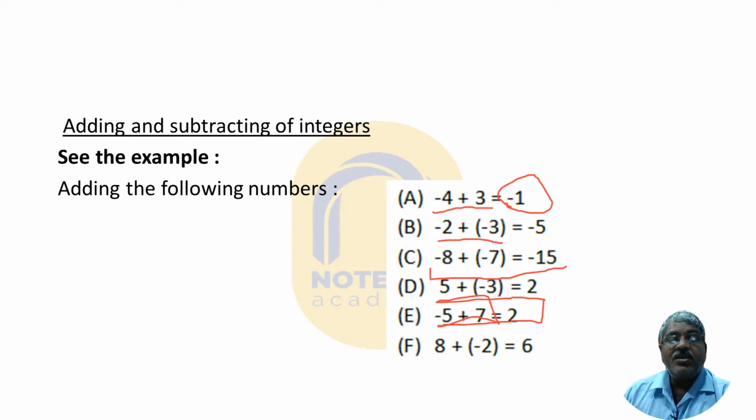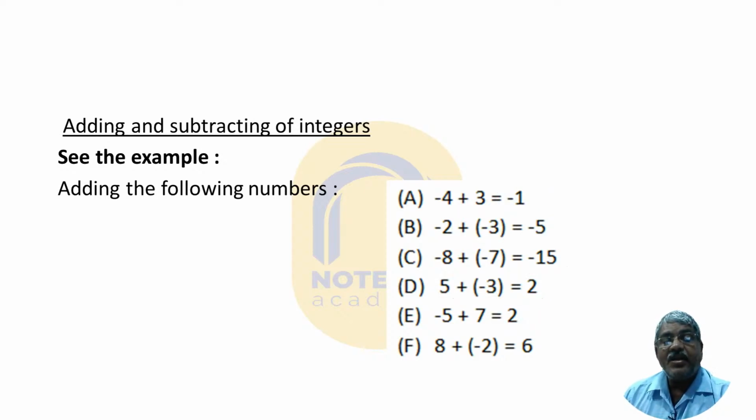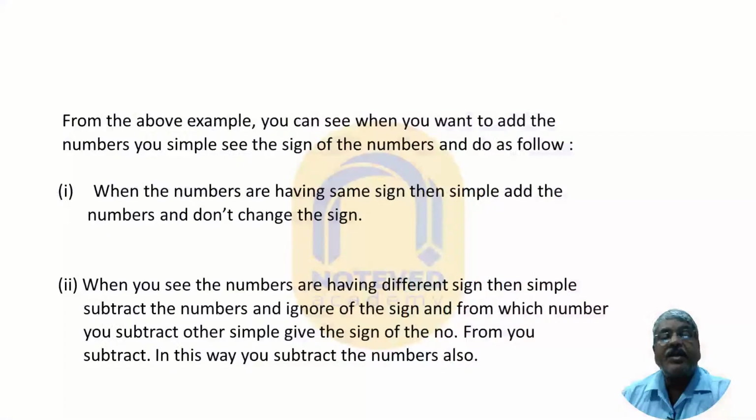In this way, 8 plus minus 2: 8 minus 2 is equal to 6, and the sign will come from 8, the plus sign. So in this way you do the additions. From the above examples, you can see when you want to add numbers, you simply look at the signs of the numbers and proceed as follows.